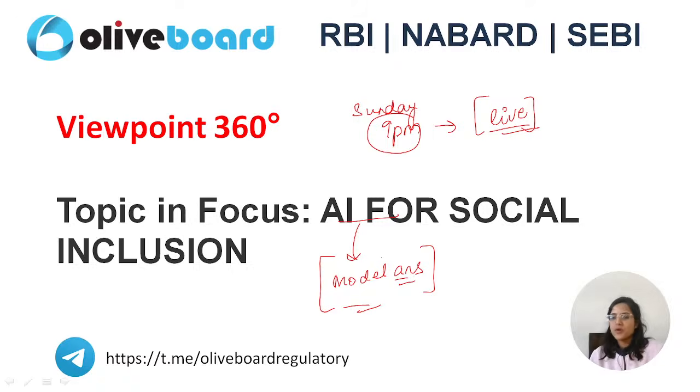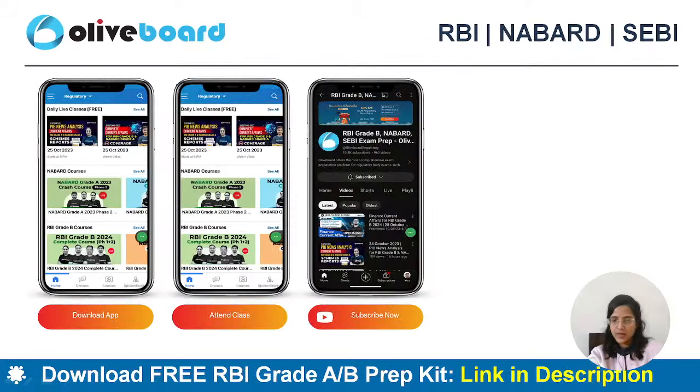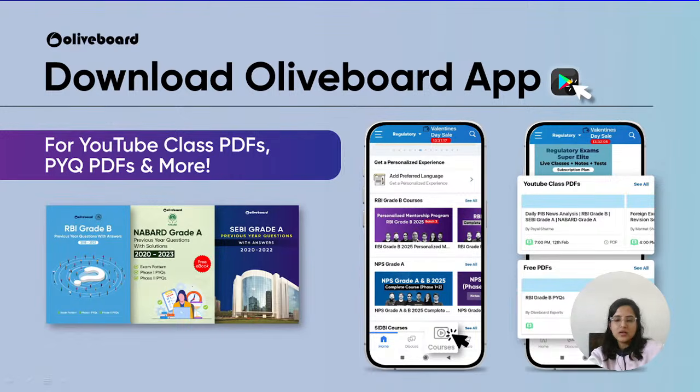Okay, so your topic is AI for social inclusion. I gave you a question last Sunday, है ना? And you had to write down an answer and share with me. Since this time I haven't received anybody's answer, so I'm going to discuss the model answer only, and we're going to discuss some prerequisites of answer writing also, right?